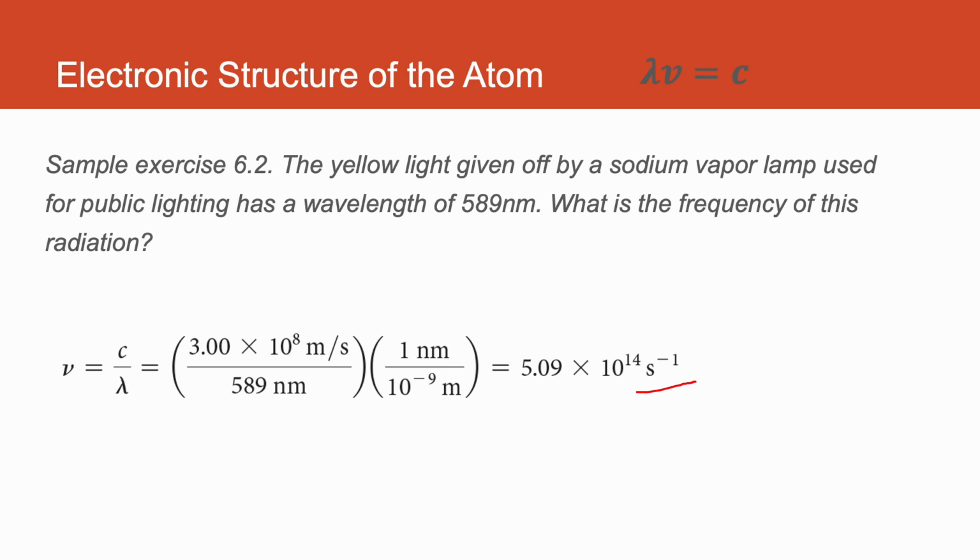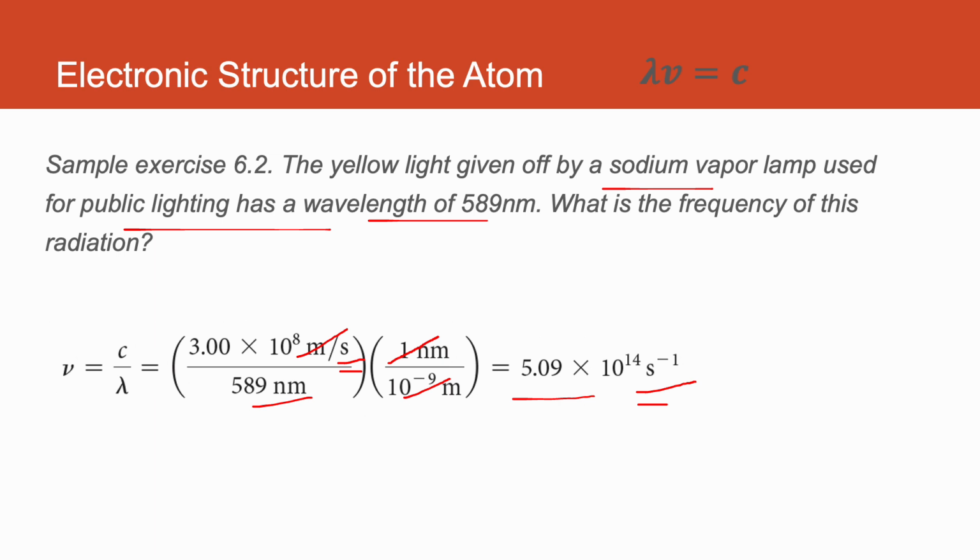So s minus 1. So you should know the basic conversion unit of meters into nanometers. Okay, so 1 nanometer is actually equivalent to 10 raised to negative 9 meters. So if you cancel out this one and this one, it also cancels your nanometers. Then you're left with your unit, no? So frequency, which is your s minus 1 or hertz. So the frequency of the sodium vapor lamp used for public lighting, which has a wavelength of 589 nanometers, is actually 5.09 times 10 raised to 14 s minus 1.